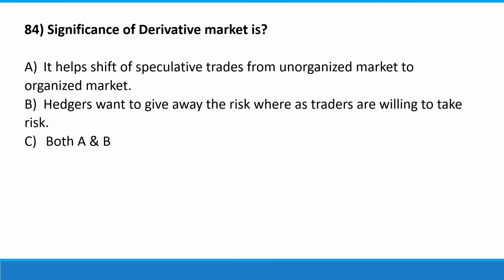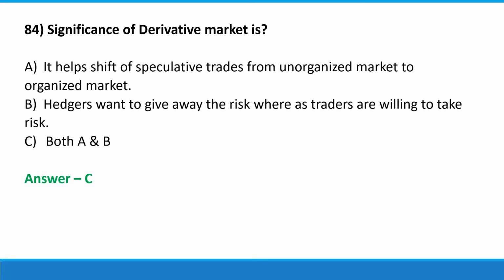Significance of derivative market is: option A, it helps shift of speculative trades from unorganized market to organized market. Option B, hedgers want to give away the risk whereas traders are willing to take risk. And option C, both A and B. The correct answer is option C.